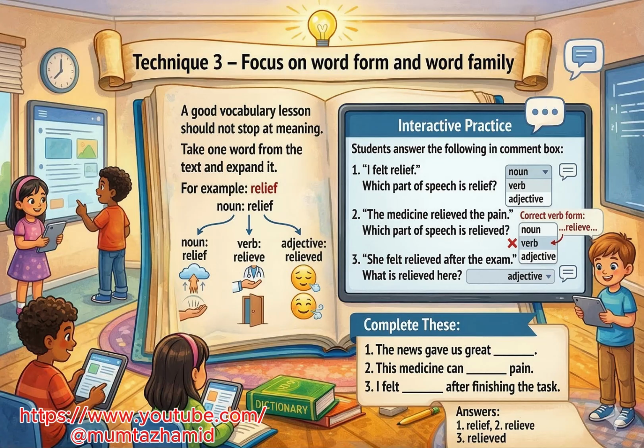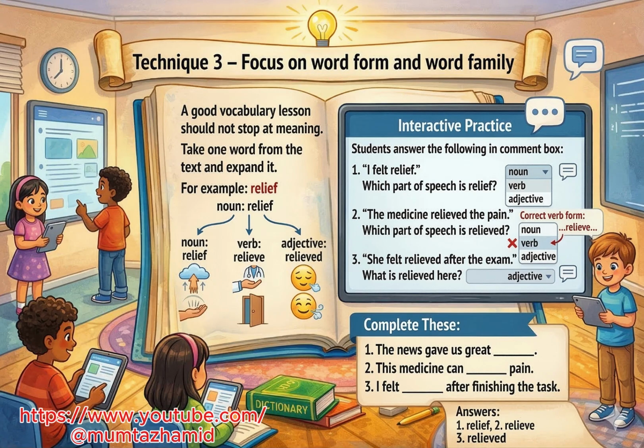Technique 3. Focus on word form and word family. A good vocabulary lesson should not stop at meaning. Take one word from the text and expand it. For example, relief.